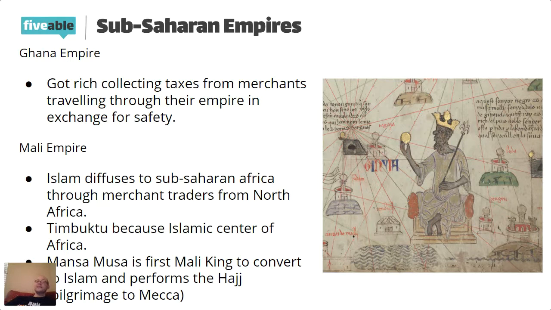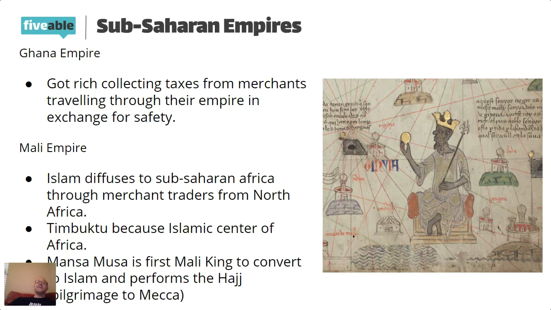So that's the difference. Islam first spread by the sword and conquering. However, later it's going to spread due to trading and interactions with other people, and there's not going to be a compulsion to join. Another thing that's going to happen is we're going to have Timbuktu, which is going to become the Islamic center of sub-Saharan Africa.